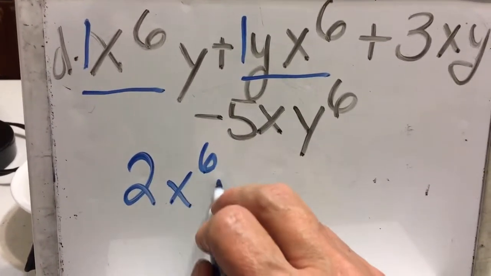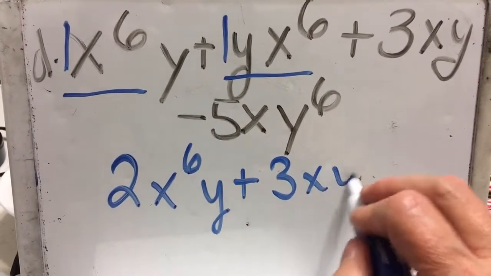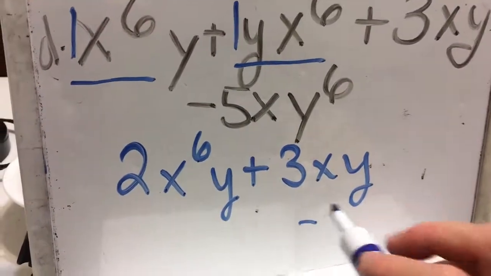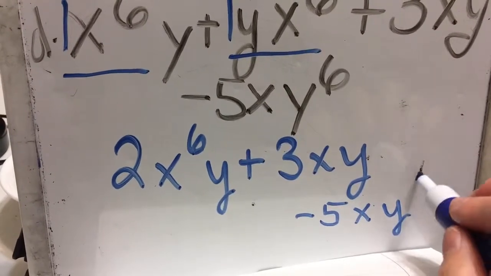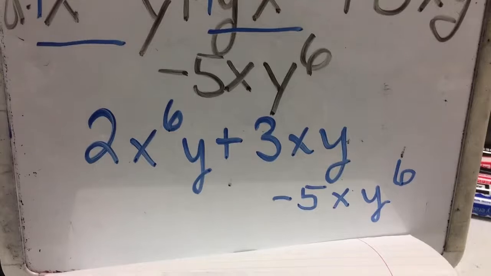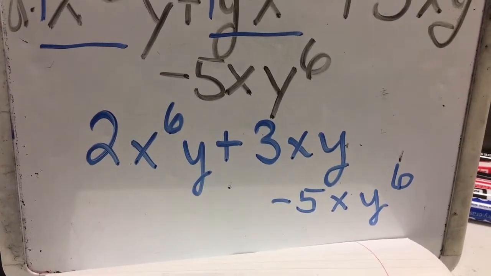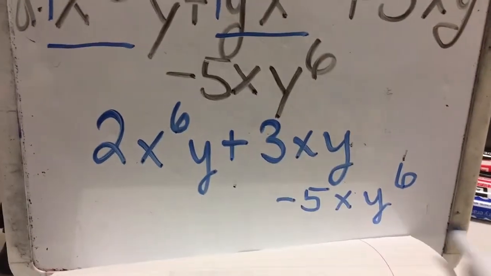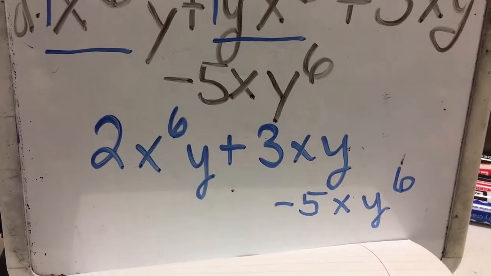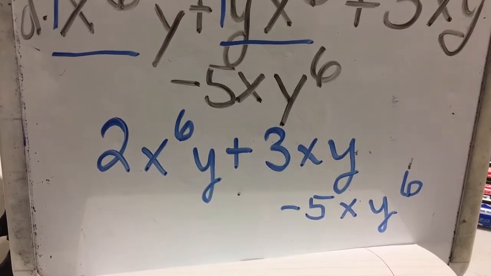X to the 6th y plus 3xy minus 5xy to the 6th. So if they don't have like terms, we cannot add them together. We can't combine them. We can tack them on, but we cannot combine them. We're left with all of that.